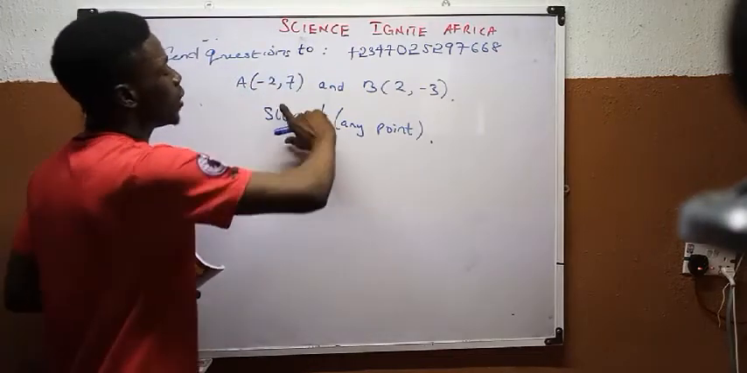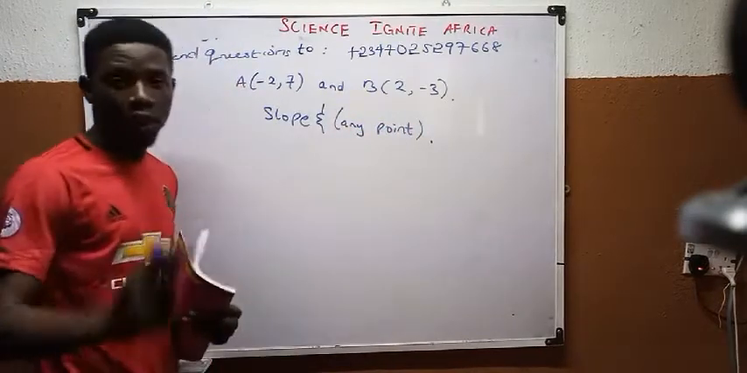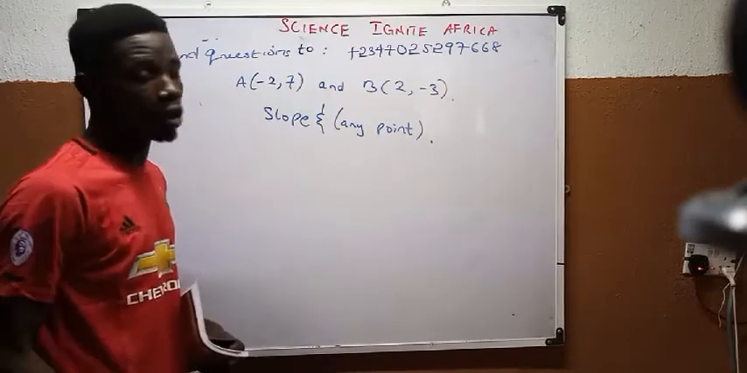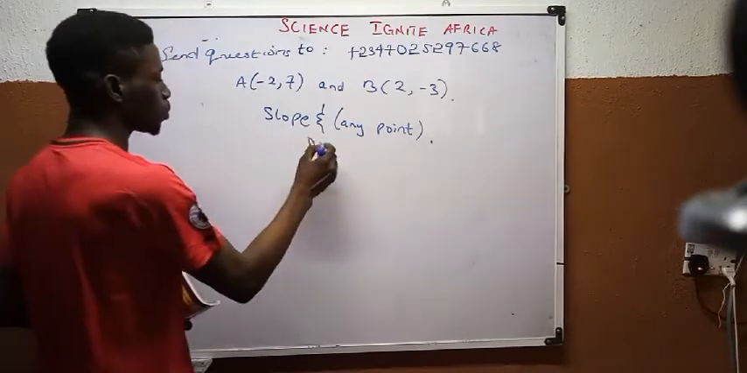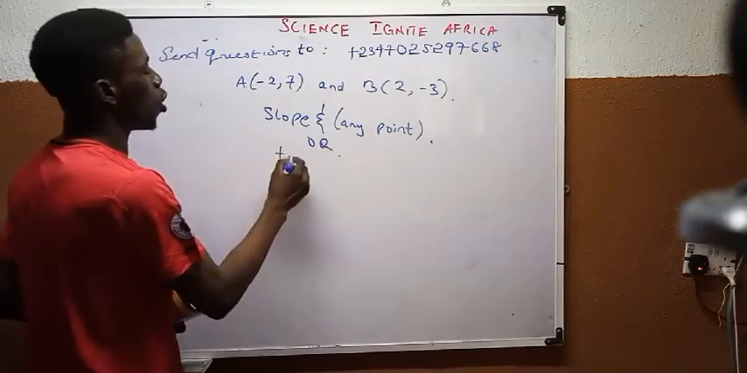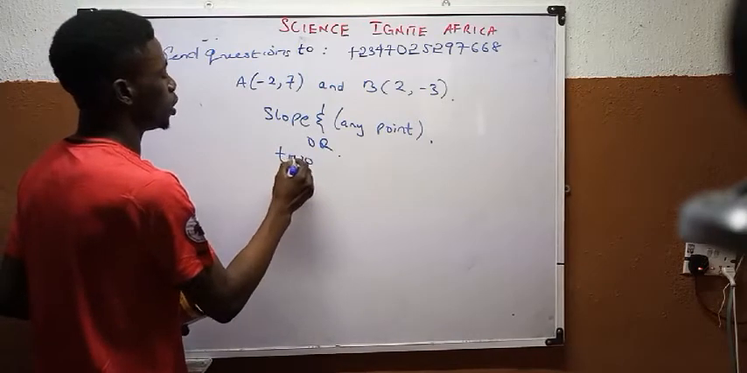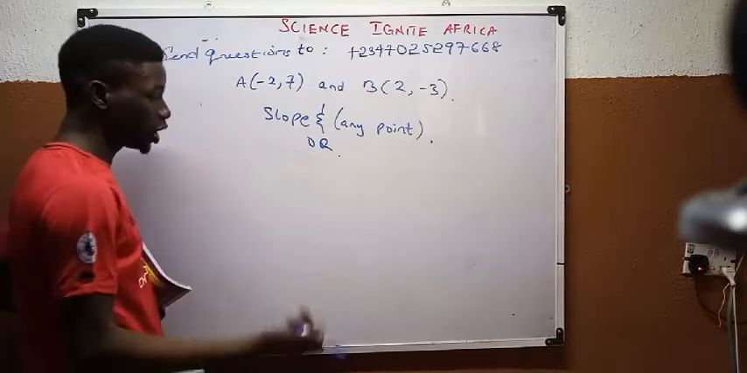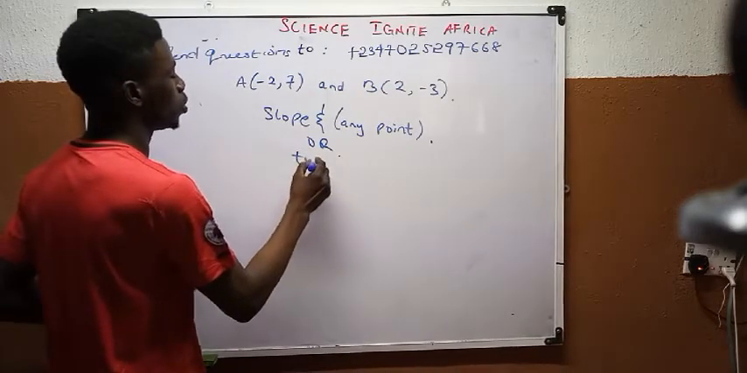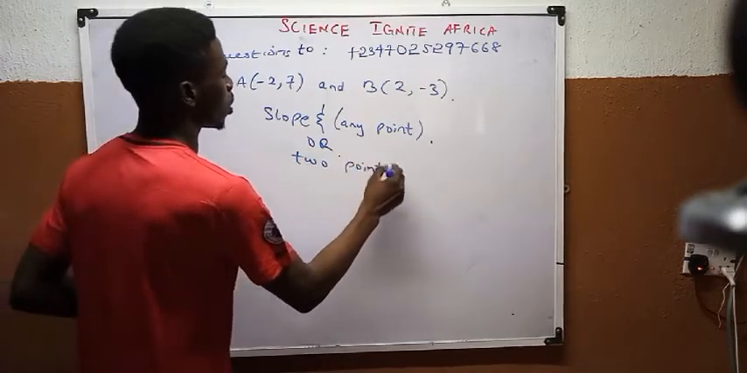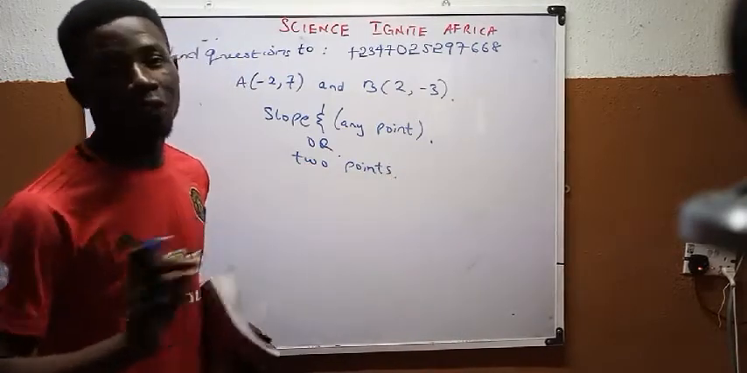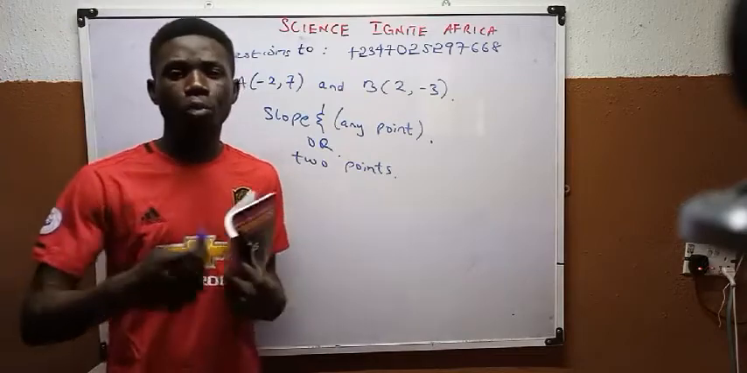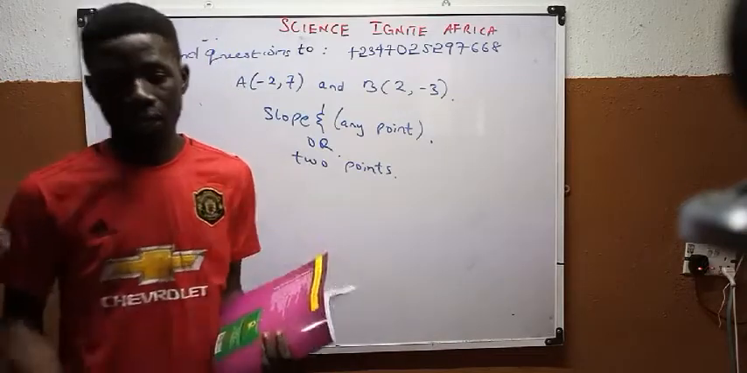Now, as I've described, if you are given the slope and any point, then you can get the equation of a line. You don't need any other information. The slope and any point is enough. Or you are given 2 points on the line, that is the coordinates of 2 points. Then you can find the equation of the line without any stress, because with the 2 points you'll be able to produce the slope of that line.